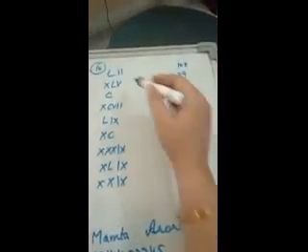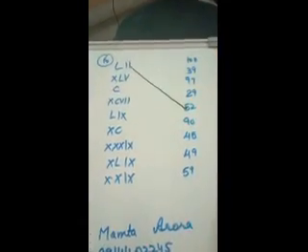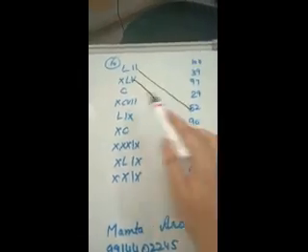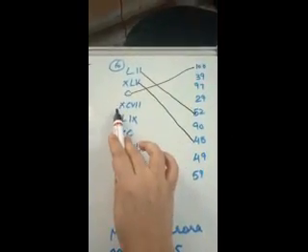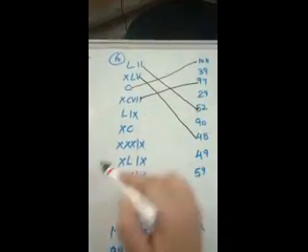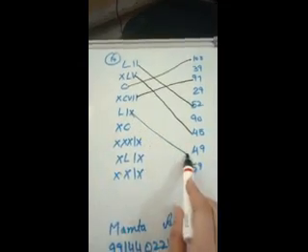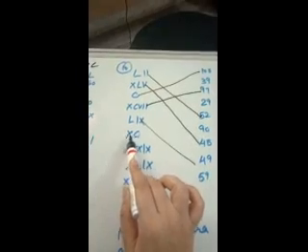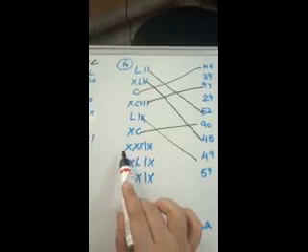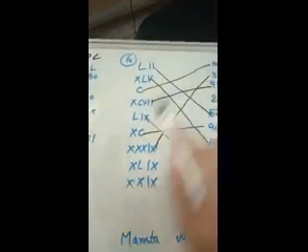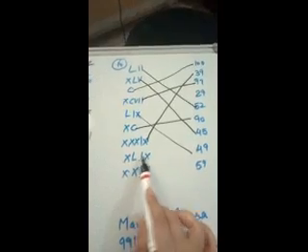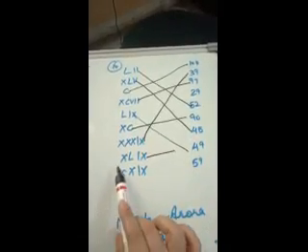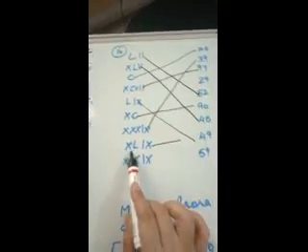50 plus 2, 52. 40 plus 5, 45. C stands for 100. 90 plus 7, 97. 40 plus 9, 49. 100 minus 10, 90. 30 plus 9, 39. 40 plus 9, 49.